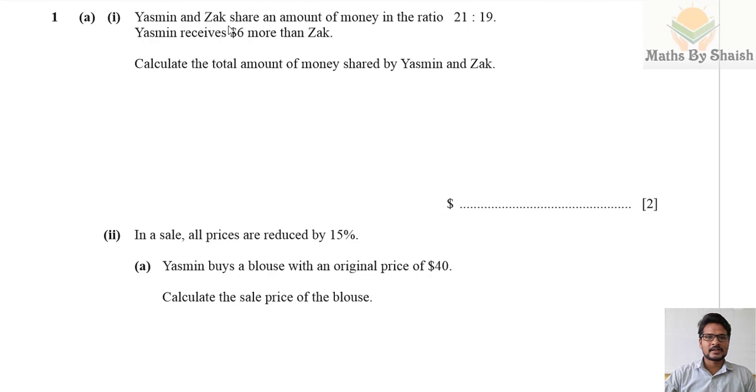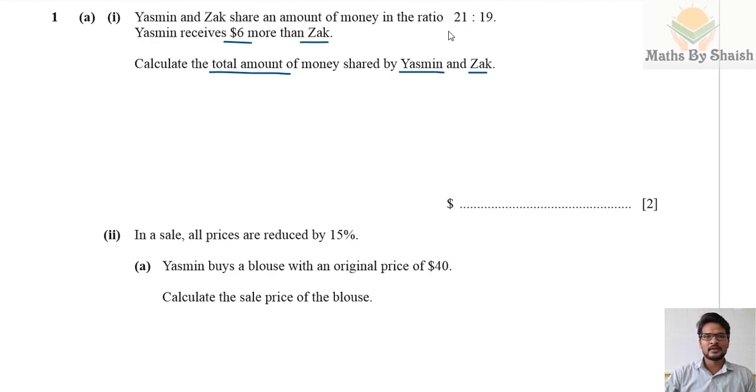Yasmin and Zach share an amount of money in the ratio 21:19. Yasmin receives $6 more than Zach. Calculate the total amount of money shared by Yasmin and Zach.